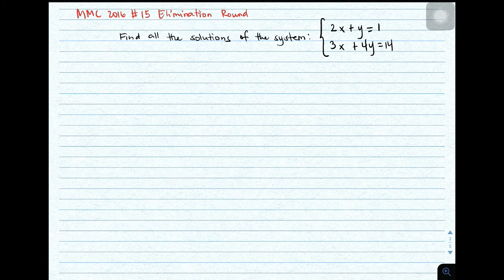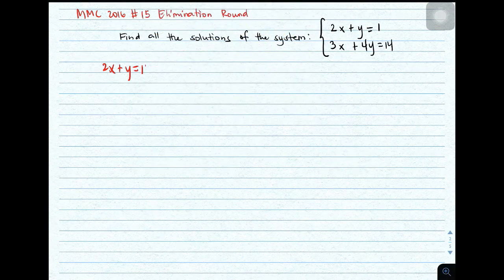Pinakamadaling gamitin dito ay substitution method. Pero hindi ko sinasabi hindi pwedeng gamitin yung elimination. We can also use elimination method, pero mas okay yung substitution. So let's have the first equation. 2x plus y is equal to 1.